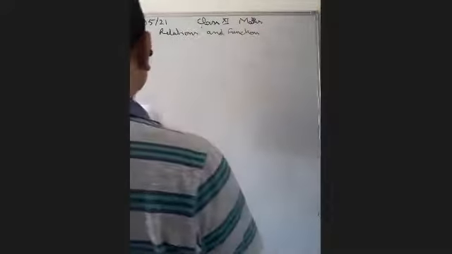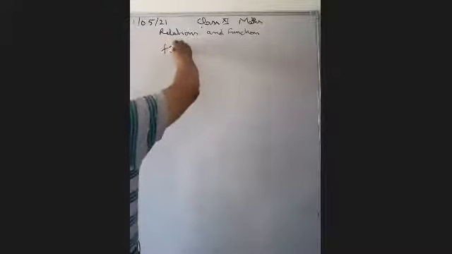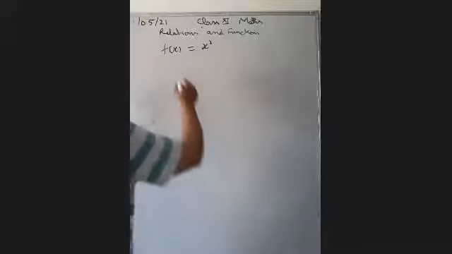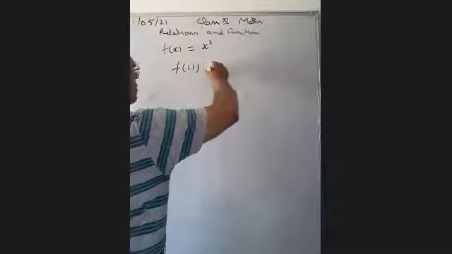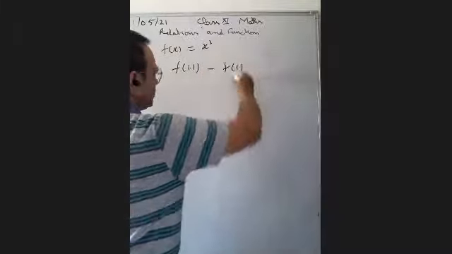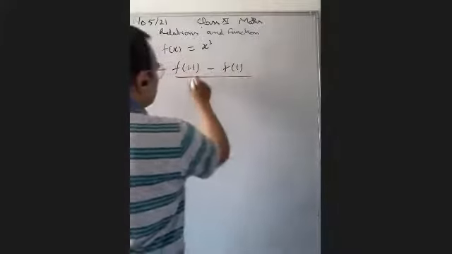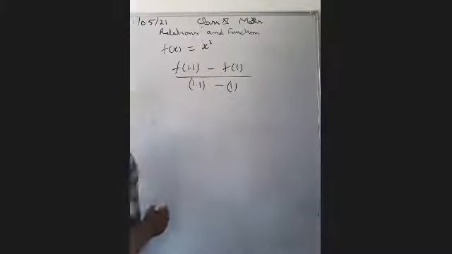Look, son, the second question is, if f(x) is equal to x square, then you have to find the value of (f(1.1) minus f(1)) divided by (1.1 minus 1). We have to find the value of this term.